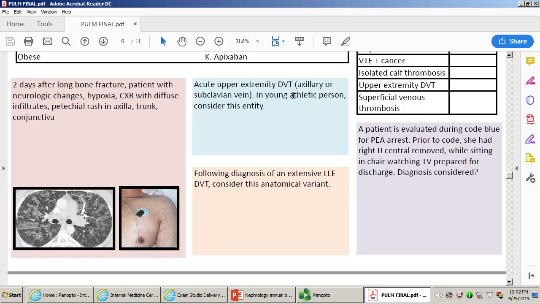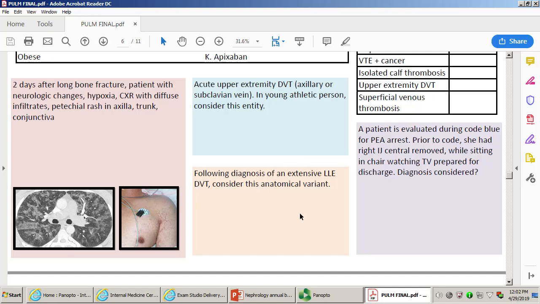Acute upper extremity DVT in a young athletic person. Consider this, right? It's a pitcher. Paget-Schroetter, or effort-induced thrombosis. You treat that? Yes. Is that like an impingement syndrome? Mhm, it's from microtrauma, from repetitive use. So you also want to rule out a thoracic outlet syndrome causing it.